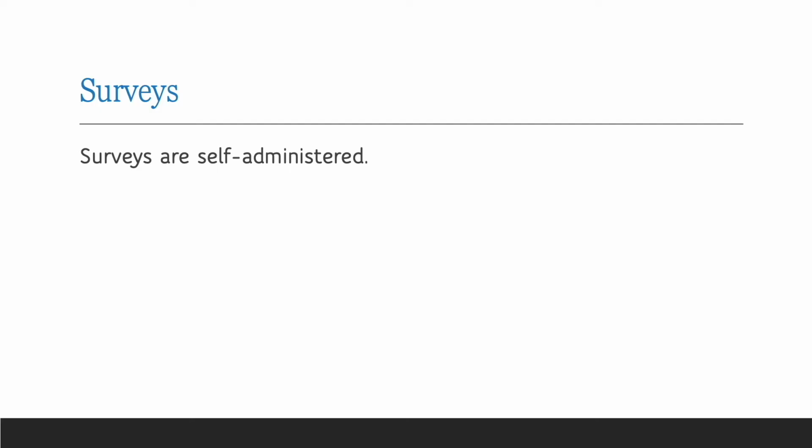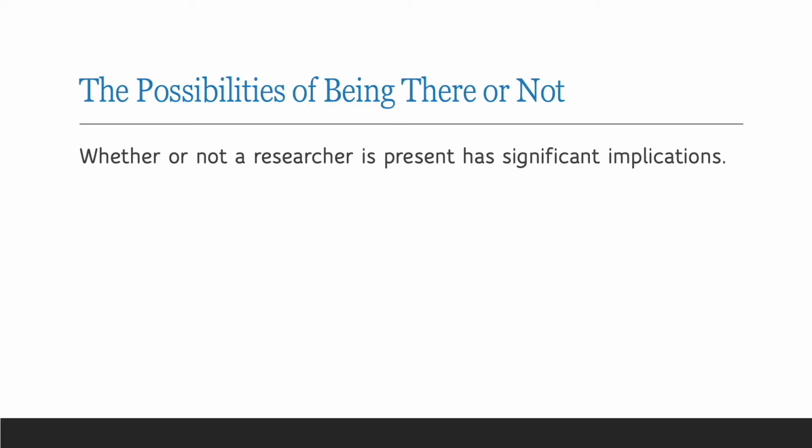In this way, surveys are always to a certain extent self-administered. Whether or not a researcher is present may not seem like a big difference. The respondent is the same, the questions may be the same, but the presence of a researcher opens up possibilities that can have significant implications on the resulting data. Let's look at some of the advantages and trade-offs with interviews and surveys.